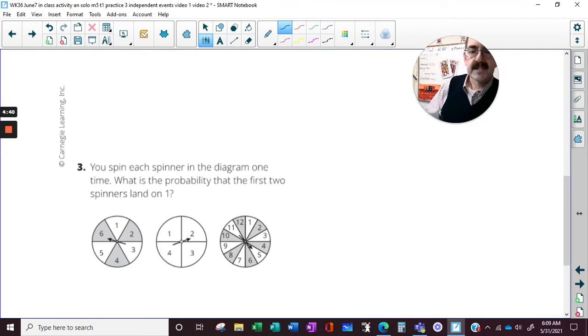All right, spin the spinner. What is the probability that the first 2 spinners land on a 1? Pause the video, have a discussion.